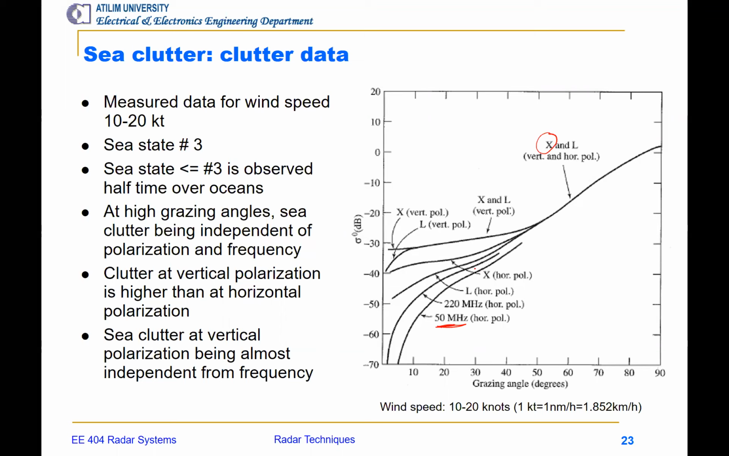And we see that after 50 degrees of grazing angle, all of the operational bands have a similar pattern. The RCS reflectivity actually increases almost linearly after 50 degrees, which means that we look at the surface of the sea from the top.